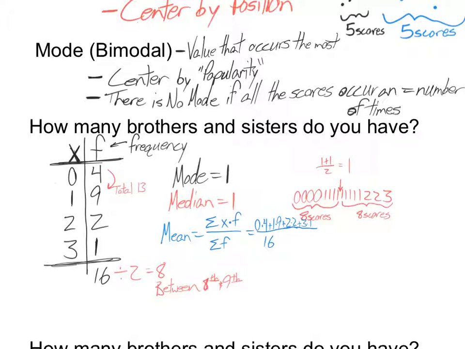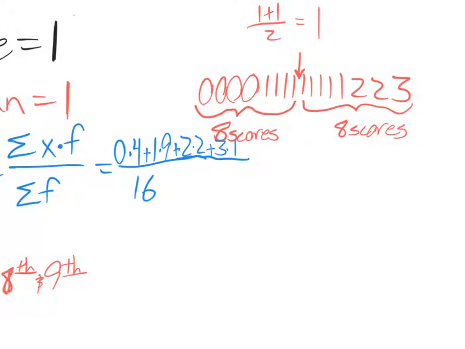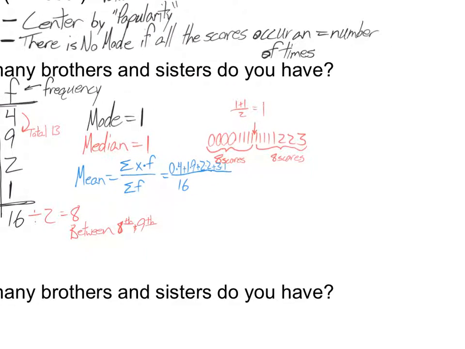We're multiplying the score times the people: the score 0 times how many people had that, plus the score 1 times the 9 people who had that. So we get 9 plus 4 plus 3, that's 16. So we end up with 16 over 16. So the mean number of siblings that you guys have is actually 1. Came out perfectly.